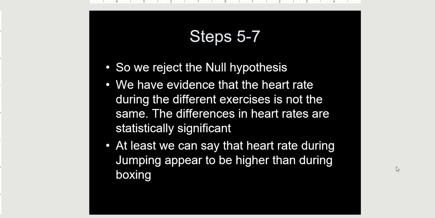Rejecting the null hypothesis is your statistical conclusion, and you're going to say that we have evidence that the heart rate during the different exercises is not the same. The differences in heart rates are statistically significant, and we can say that at least the heart rate during jumping appears to be higher than during boxing. And that covers the ANOVA with blocking, where you have the same individuals observed in every group.